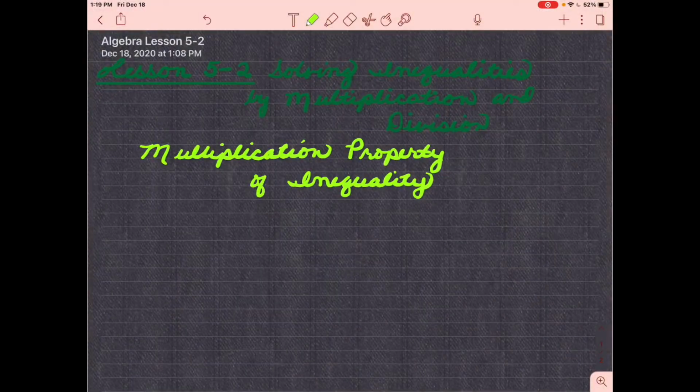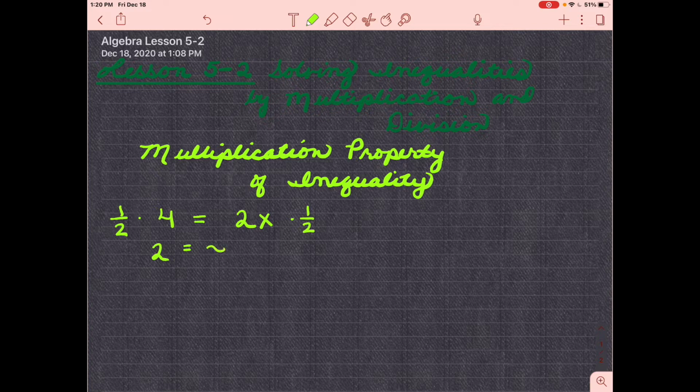Hi guys, this is lesson 5.2, solving inequalities by multiplication and division. In the last chapter and chapters before that, we used the multiplication property of equality, where if I knew that I had a balanced equation, I could multiply both sides or divide both sides by anything I wanted to. Let's say we wanted to multiply this times 1/2, which is the same as dividing by 2. Then we would get 4 times 1/2, which is 2, equals x. And we would have solved it.